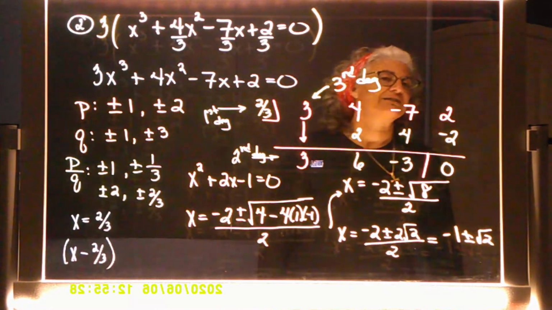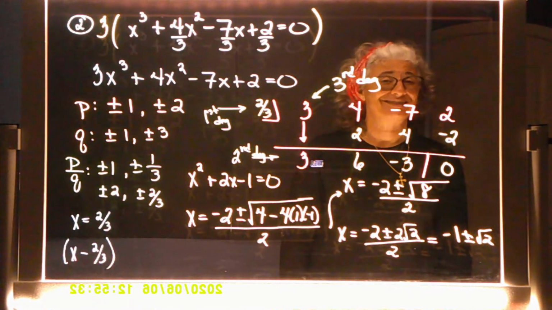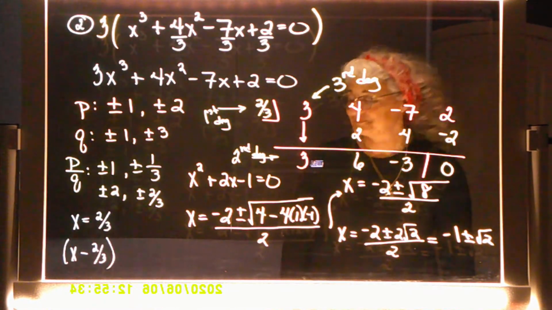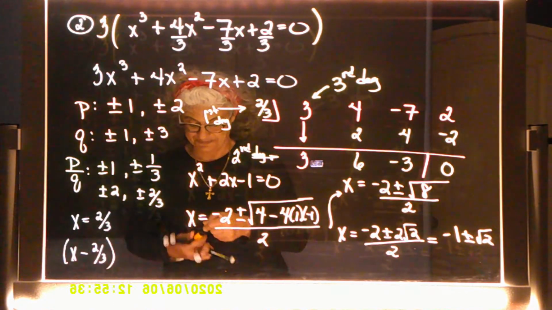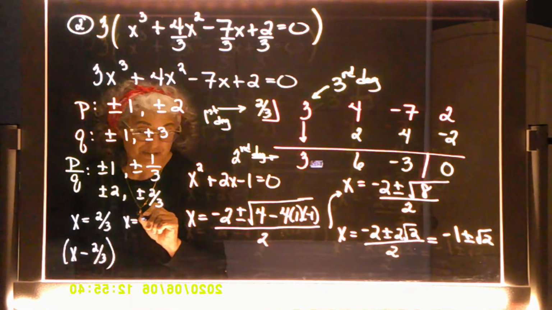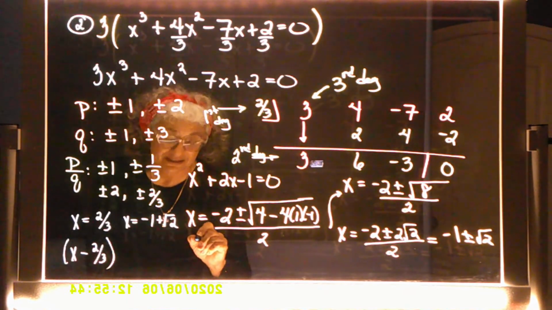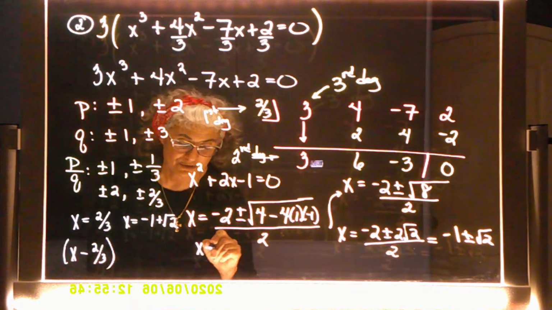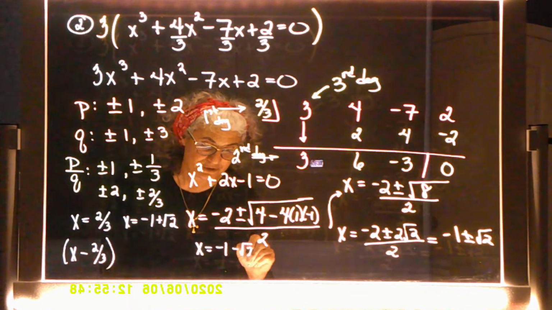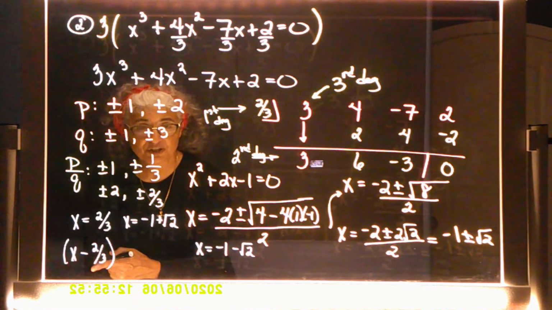Woo! The last two answers involve square roots. See what I mean? Synthetic division is the way to go. So, another answer is x equaling -1 plus square root of 2. And the last answer is x equaling -1 minus square root of 2. You're like, how do you write those as factors? The same way you wrote this one.